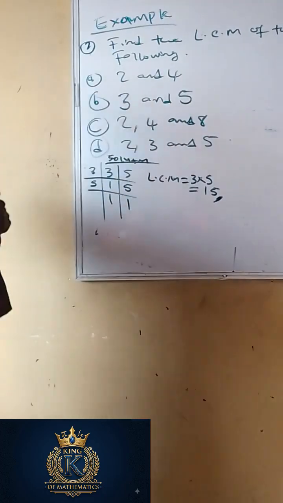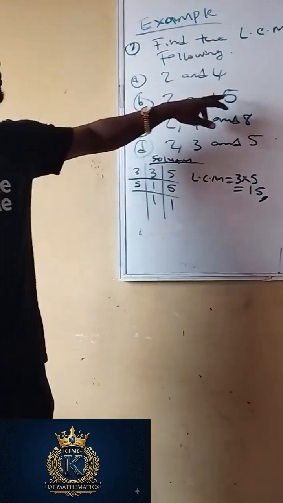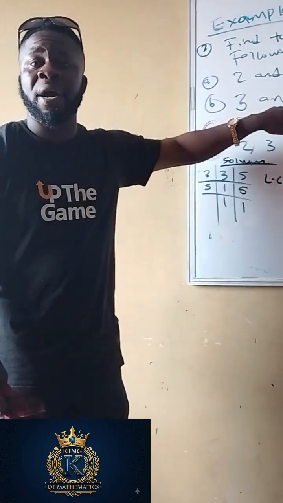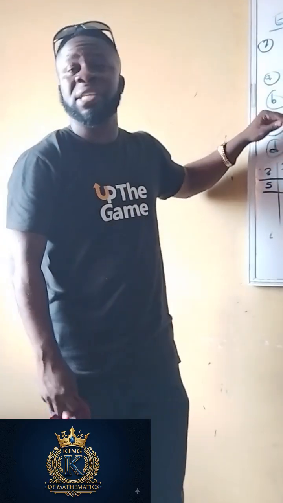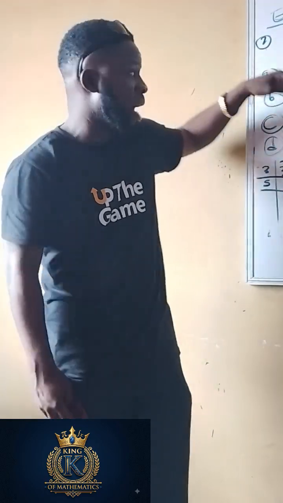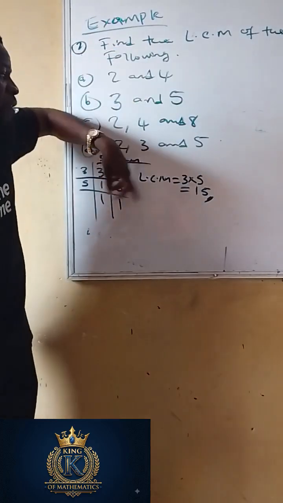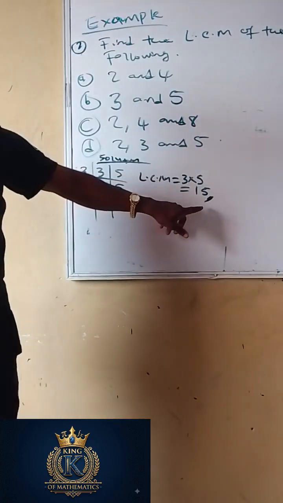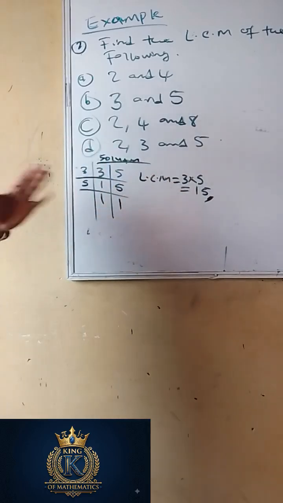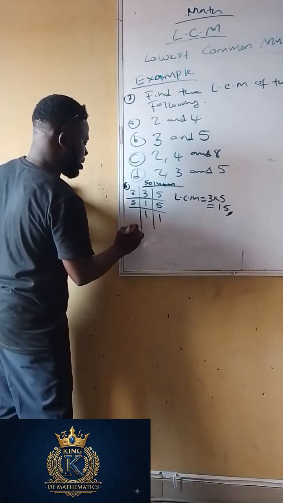Now, note that any time you are given numbers and the first number cannot go in the second number, nor the second number in the first number, your LCM will just be the multiplication of the two digits together. Look at this one. 3 cannot go in 5. Just multiply the two digits together. 3 times 5, 15, and you have your LCM without stress. This is B. Let's see C.